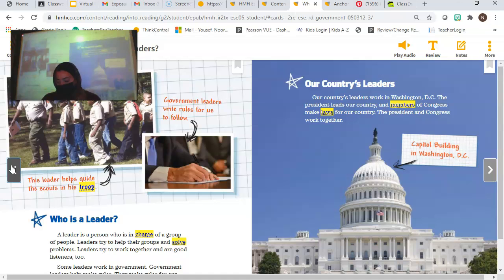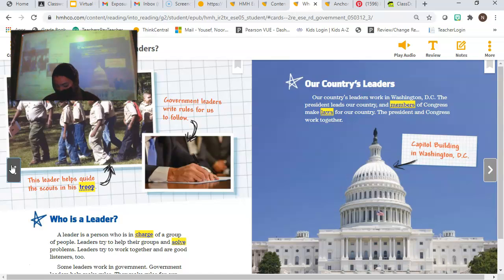So let's look at this page over here where it has a picture of the Capitol building. I know from the title that this text is about government leaders. After I read each section of this text, I can stop and think about the most important ideas the words and pictures tell me. I can say those ideas in my own words. When I'm finished reading, I can put all these important ideas together and summarize everything I've learned. In this section, I think the most important idea is that some leaders help run our country. The president leads our country. Members of Congress make laws for our country.